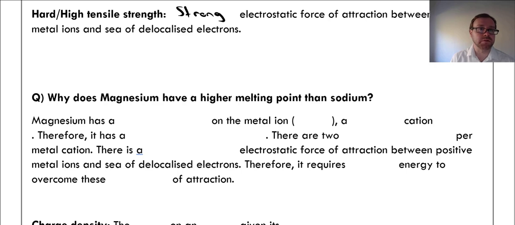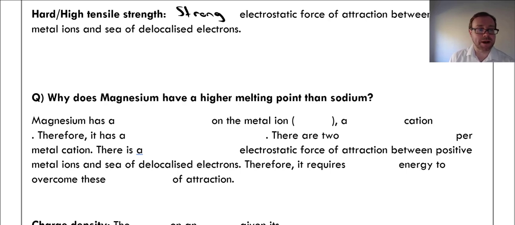Okay, so the force of attraction between the positive metal ions and the delocalized electrons. There must be something different because they've got different melting points and boiling points. Okay, so let's have a look at this then. Why does magnesium have a higher melting point than sodium?